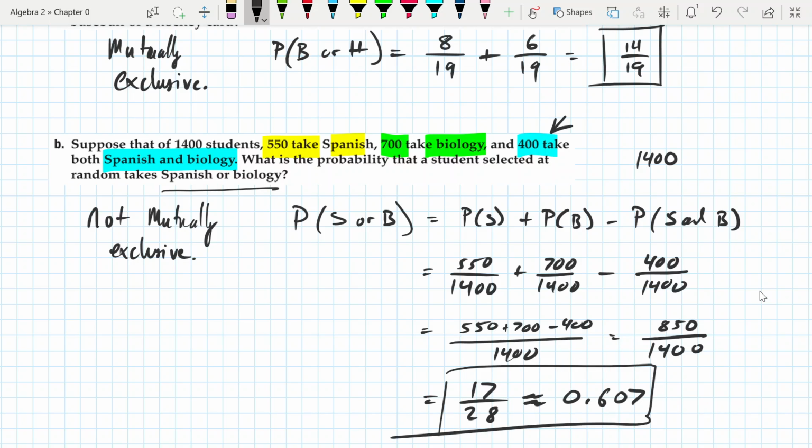All right. That's all it takes to find some probabilities. And these are just basics in the beginning. It's going to be a lot of just counting everything and trying to figure out whether it's mutually exclusive or not. All right, it's all going to be based around that, and then using the correct formulas.